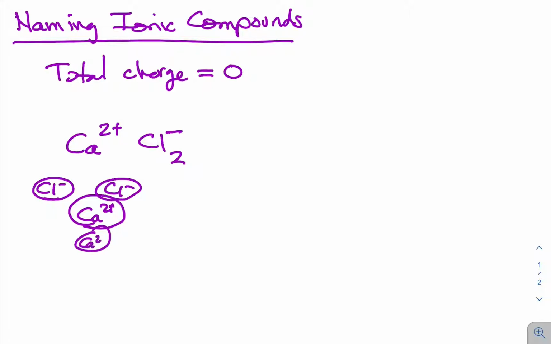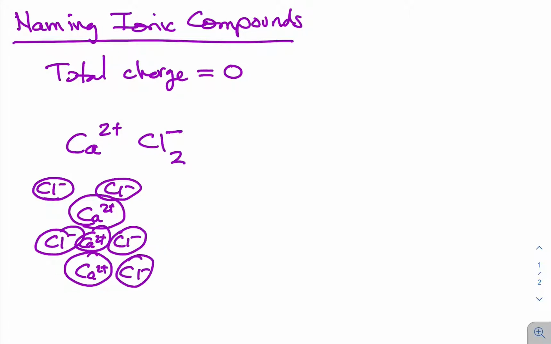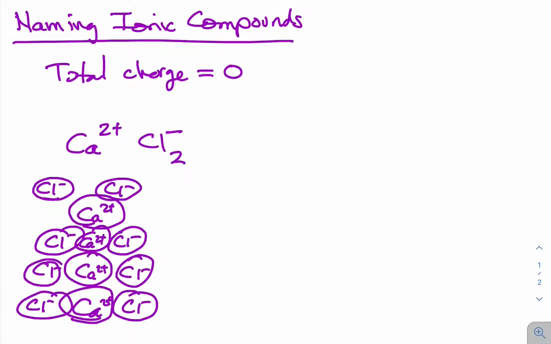This would form a lattice structure, as we've seen previously, because that's the structure that ionic compounds take. And this would go on pretty much forever in all directions in 3 dimensions. And we're not going to worry too much about exactly what it looks like, but we know that there's some sort of repeating lattice to that structure because it's ionic.